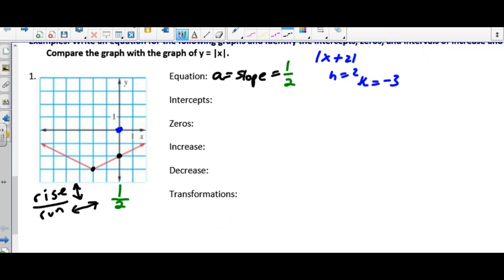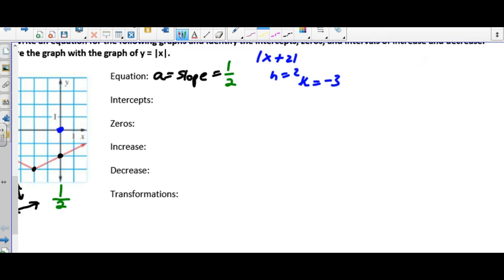So when we put all that together, your equation is this: y, or f of x, equals 1/2. Remember, a goes first. Absolute value of x plus 2, because we went to the left 2, and then we went down 3, so -3. The only thing that's opposite is what's in the absolute value. That tells us left 2. This means down 3. k is exactly as it is. If it's negative, go down. If it's positive, go up. It's -3 because we went down 3.